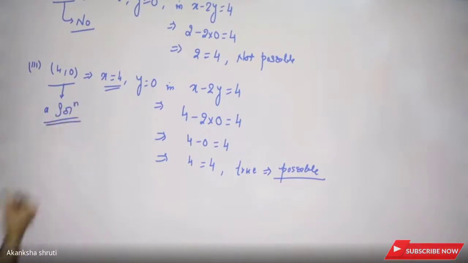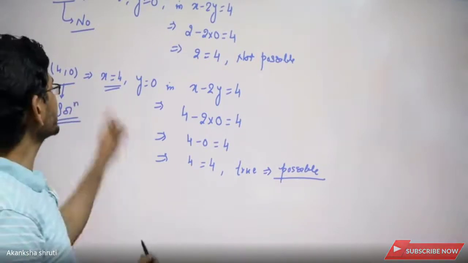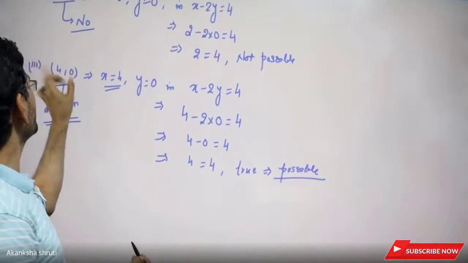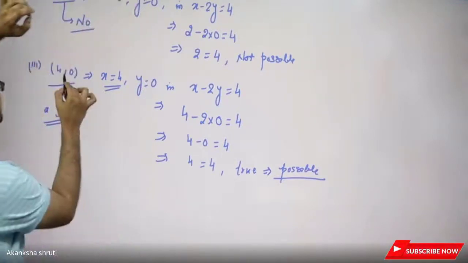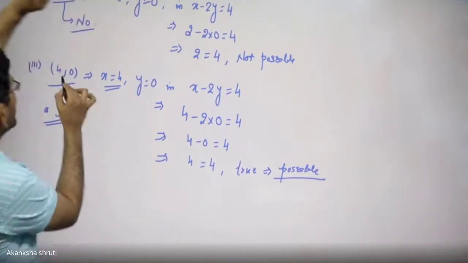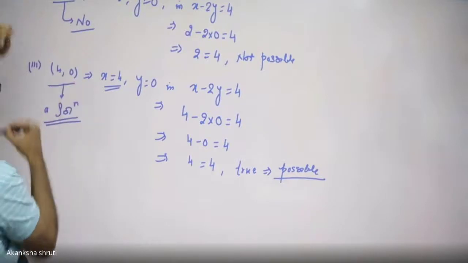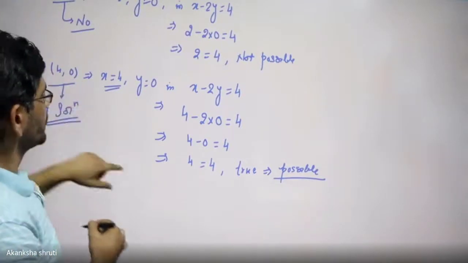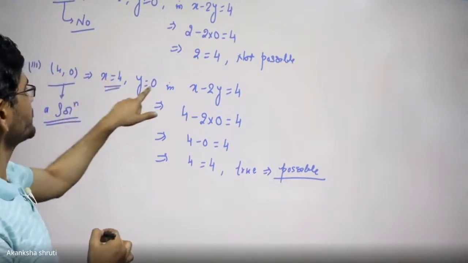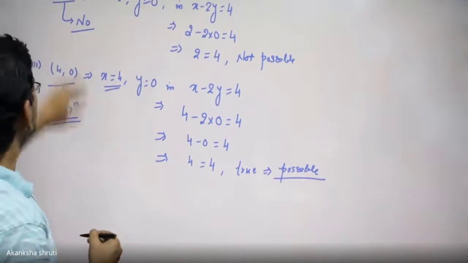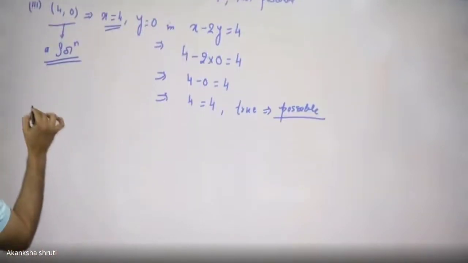So the meaning of solution, students, is that the pair of values of x and y will satisfy this equation. Here we have obtained (4, 0), meaning x = 4, y = 0 is satisfying this. The above three were not satisfying.